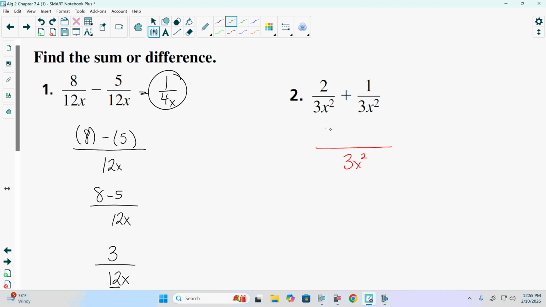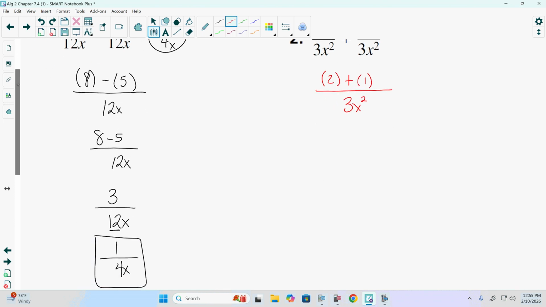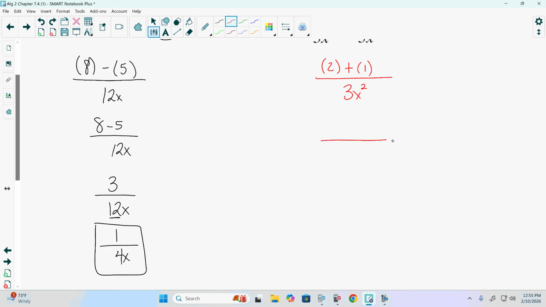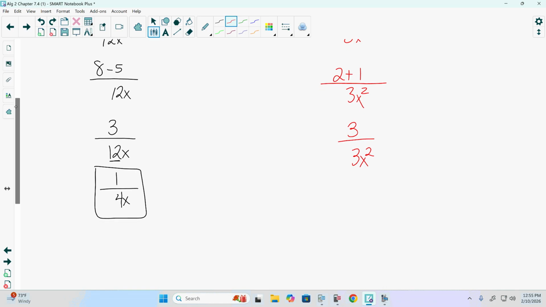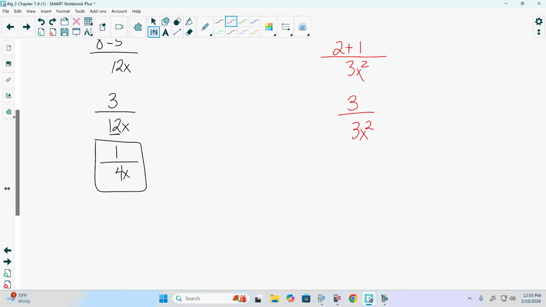Since the denominators are the same, we can add the numerators. Really, we don't need the parentheses. We can just say 2 plus 1 over 3x squared. Well, 2 plus 1 is 3, telling us that we have 3 over 3x squared. Again, we don't have addition or subtraction on top or bottom, so we can reduce the 3 over 3. The 3 on bottom is going to simplify out completely, giving us just x squared, and the 3 on top is going to become 1.